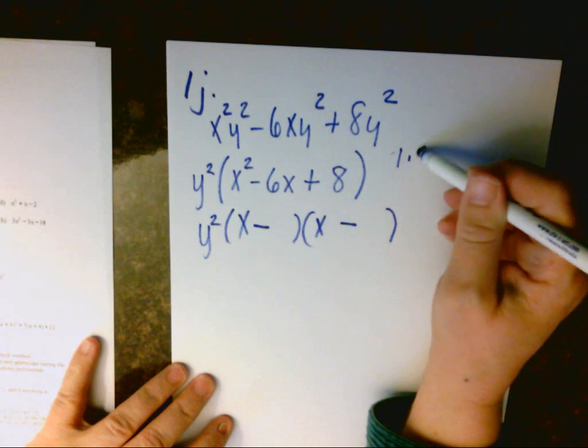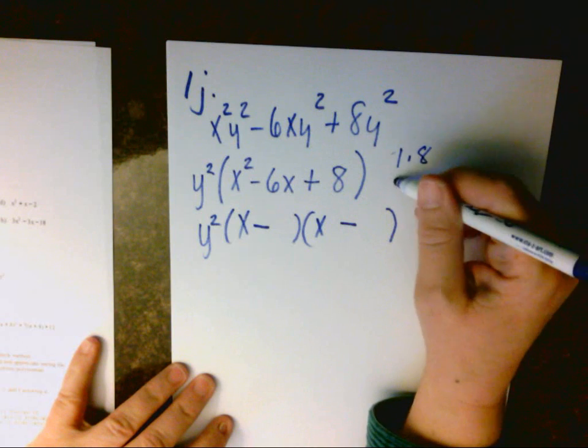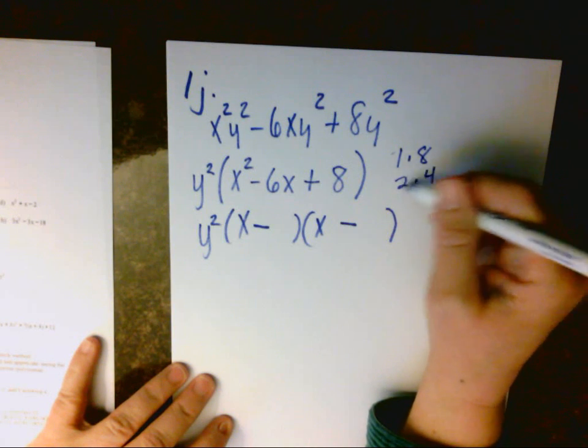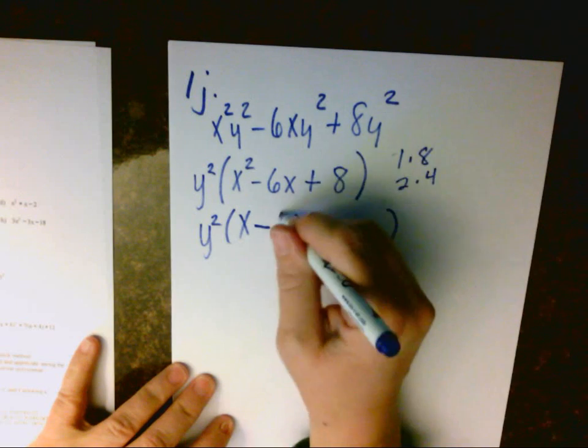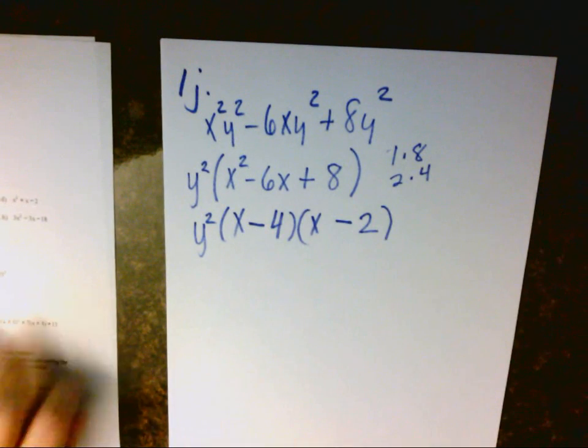Now I want numbers that are going to add up to 6. So I either have to use 1 and 8, and that's not going to work because it either adds up to 9 or 7. That won't help us. And a 2 times a 4. 2 plus 4 is 6. That looks good. So 4 and 2. Since they're both negative, it doesn't matter which one I put where.